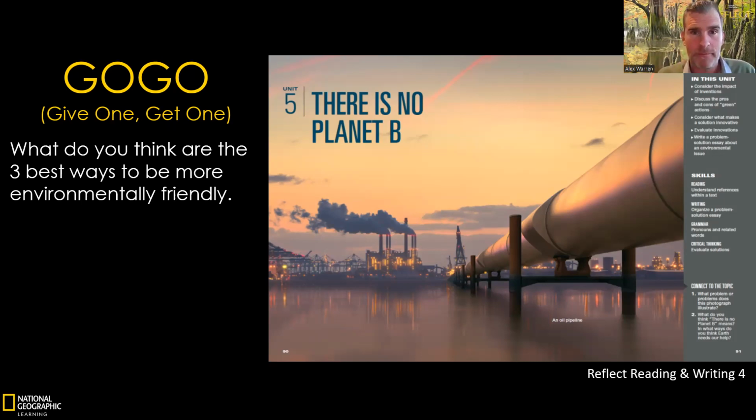When everybody is ready, everyone stands up and you have a class mingle activity. And you find a partner and you give them one of your ideas. So for example, I might say to Miranda, I think one of the best ways to be more environmentally friendly is to take more public transport. Because, and I explain why. And Miranda says, okay, that's really good. I'm going to add it to my list, because she didn't have it on her list. So I then say to Miranda, can you give me an idea? I'm getting one from her.